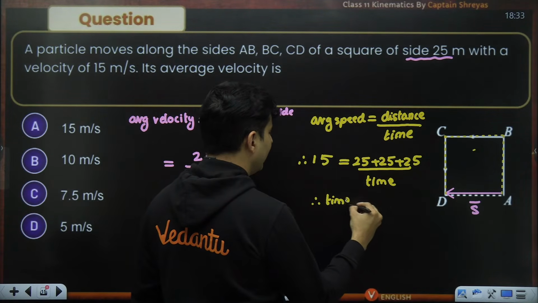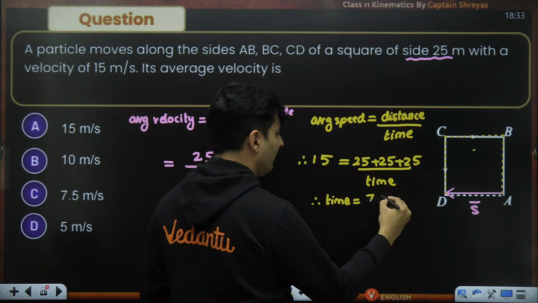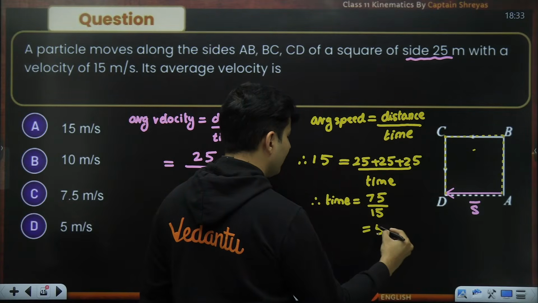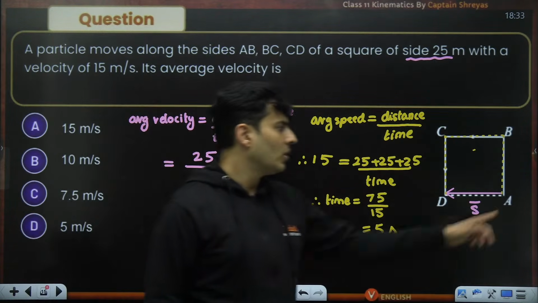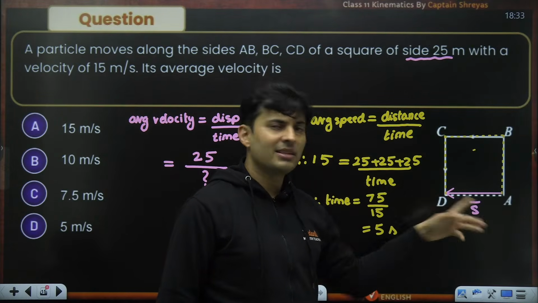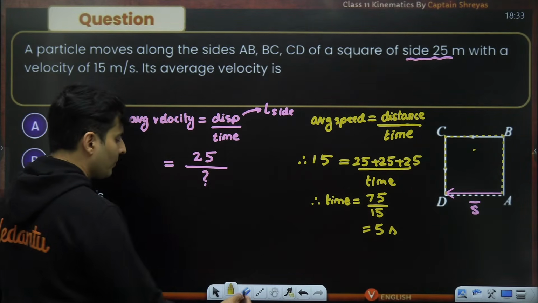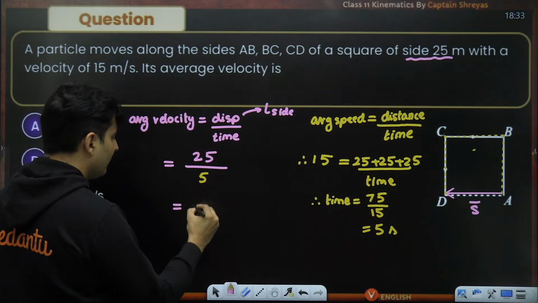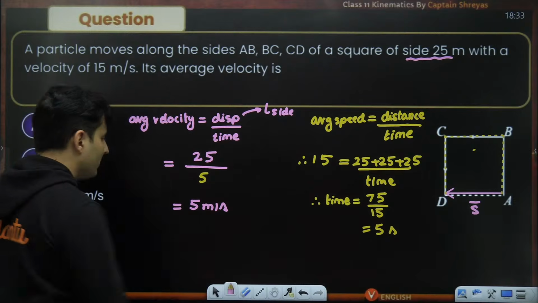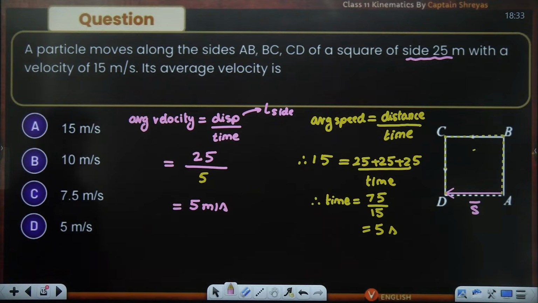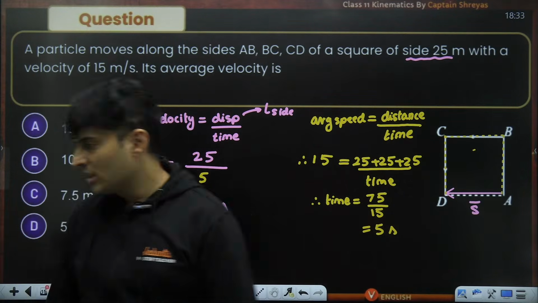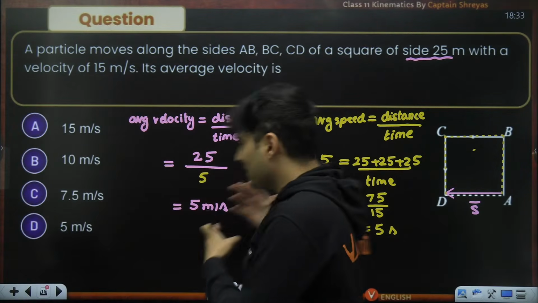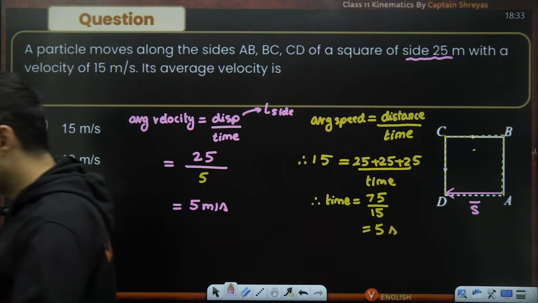If I try to find that time, 25 plus 25 plus 25 is 75. Time I took on the top, 15 I bring over here. 75 by 15 is 5. So 5 seconds. To go from here to here, you have taken 5 seconds, which is also the same time to displace. So this questionable thing is nothing but 5. Naturally, 25 by 5 is 5. So 5 meters per second is the average velocity. Loved the question, guys. We had to do something else to find out the time, and that was then used to calculate the average velocity.